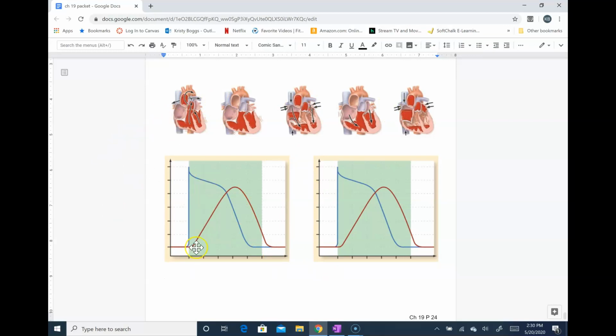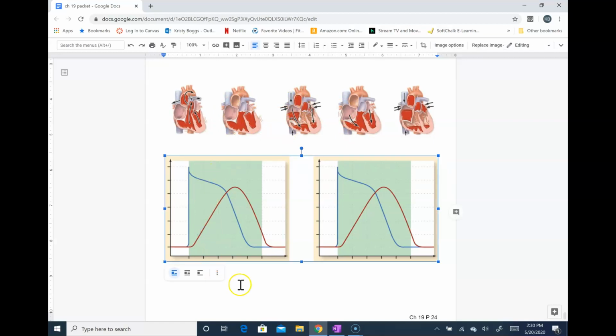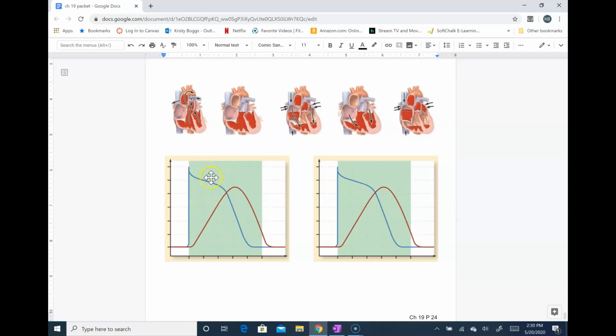So remember, the atria contract during their plateau. So right here is plateau, right here is atria contracting. So you're going to take your atrial systole picture from up here, and it's going to match up with this section. Also, the P wave is what shows us atrial depolarization. So the P wave in your EKG matches with this, the atrial depolarization.